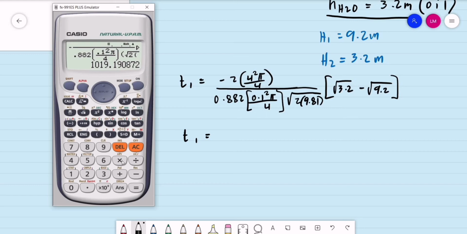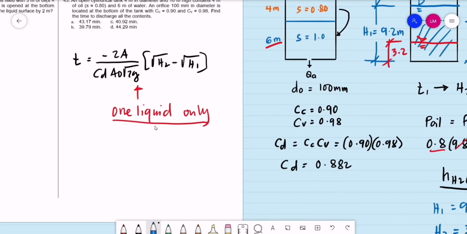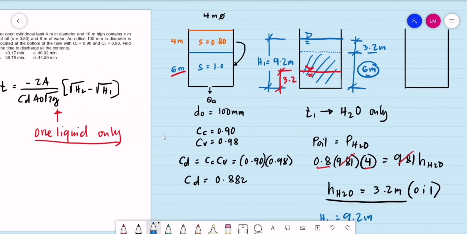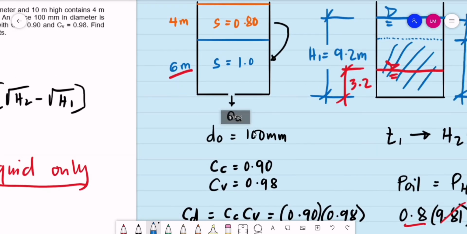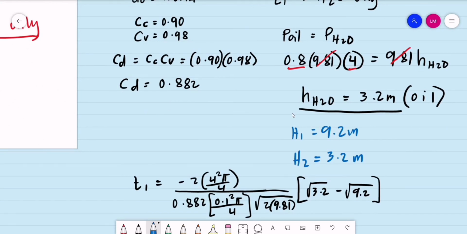This is in terms of seconds, so 1019.191 seconds. Ito yung total time to discharge all the water only. Okay? So again, applicable lang kasi yung formula na to kapag one liquid lang. Kinonvert natin yung oil in terms of water. Pero ano yung actual height ng tubig? 6 meters. So 9.2 minus 6, the final head should be 3.2.